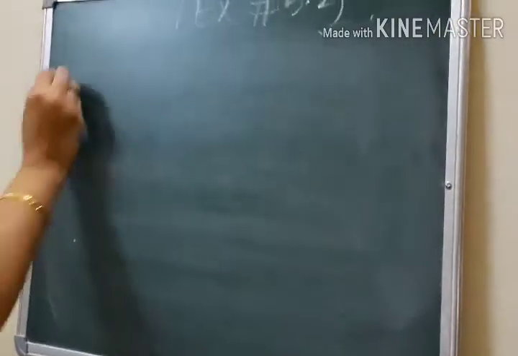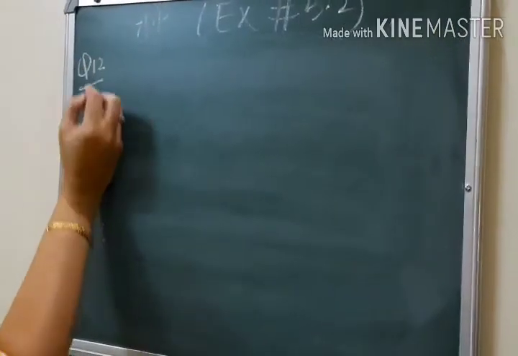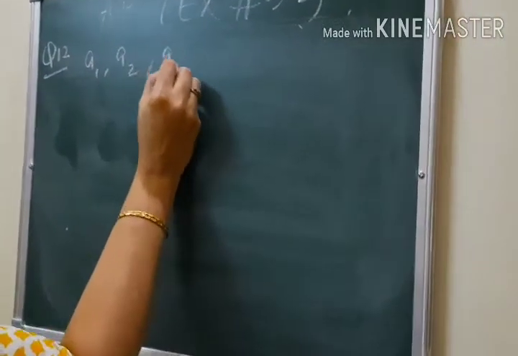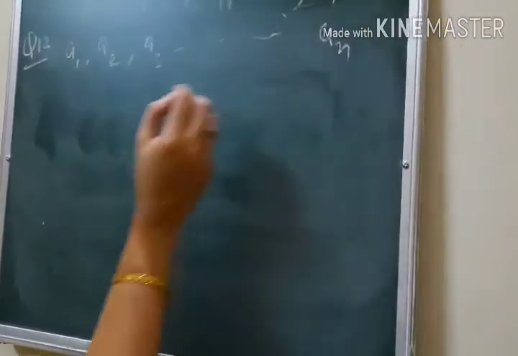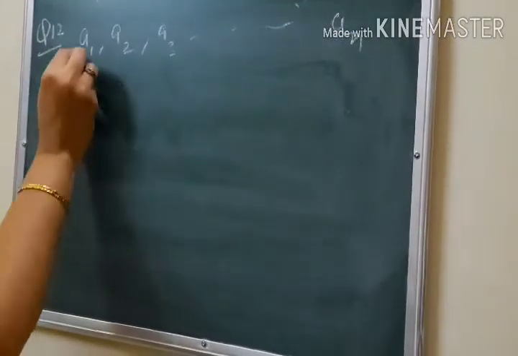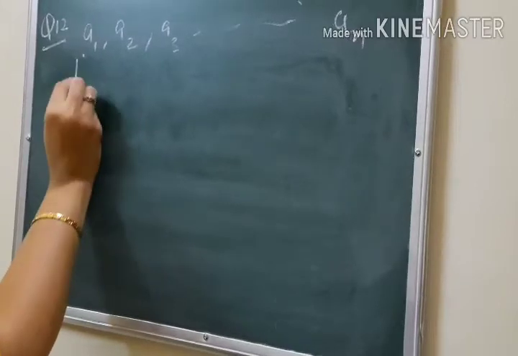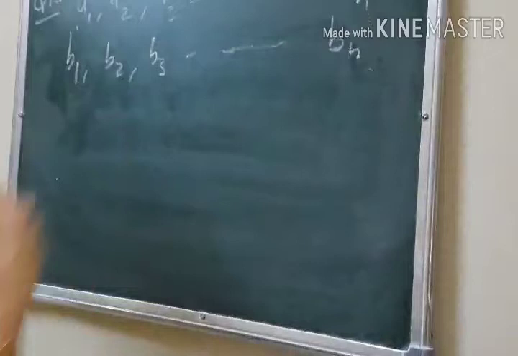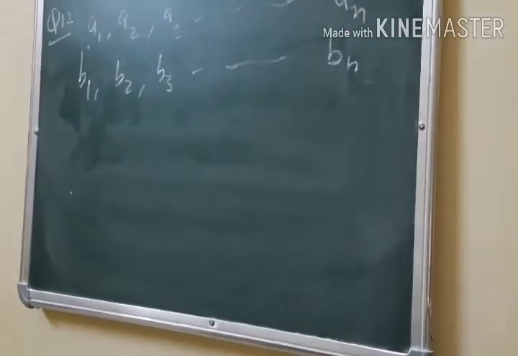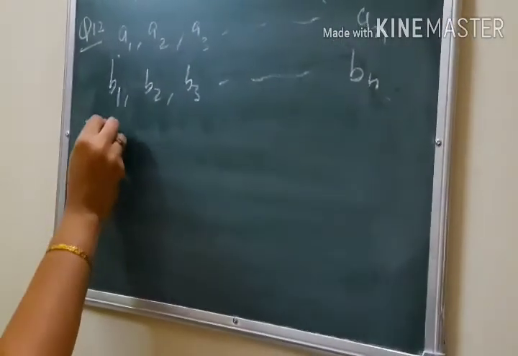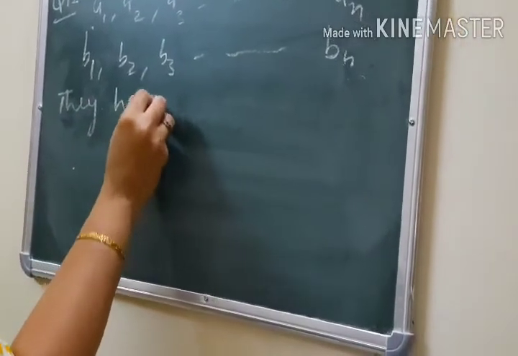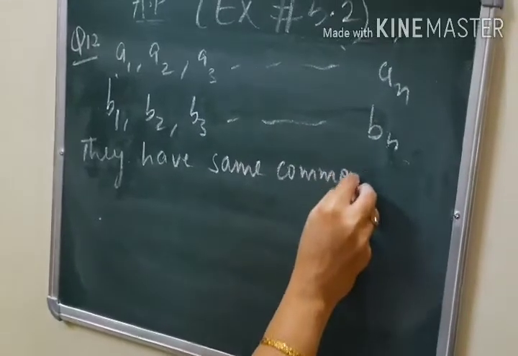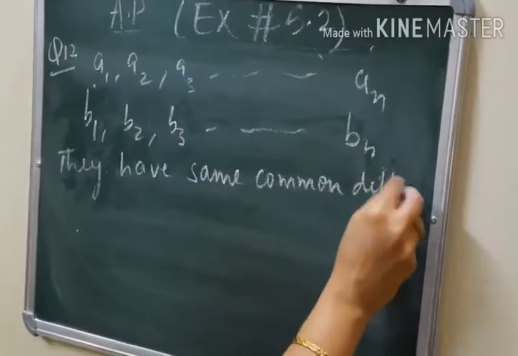Two APs have the same common difference. So now there are two APs. Let one AP be A1, A2, A3 to AN, and let the other AP be B1, B2, B3 to BN. These are the two APs. Both of them have the same common difference, that is, let us take D.